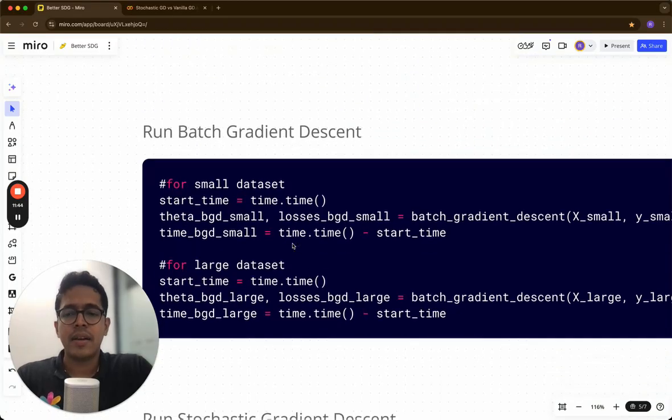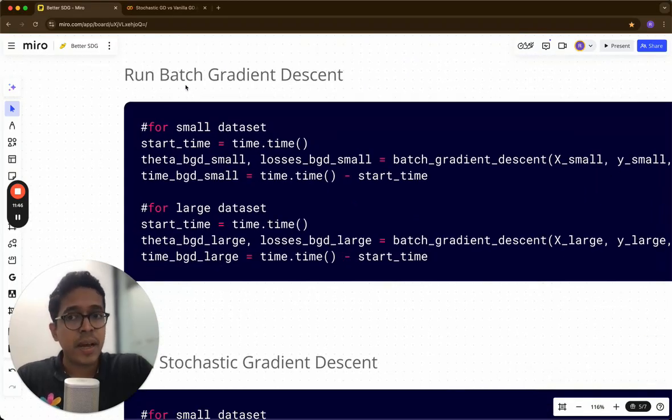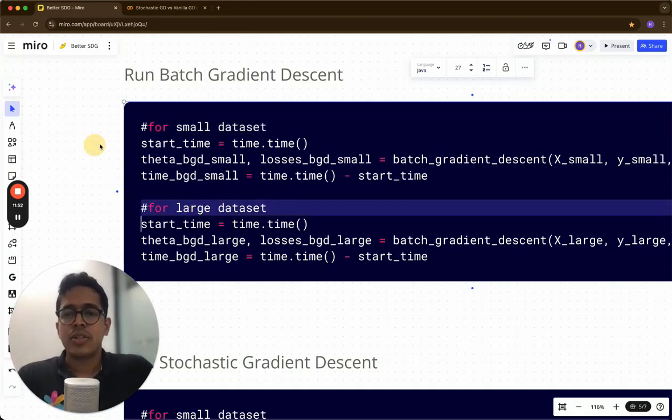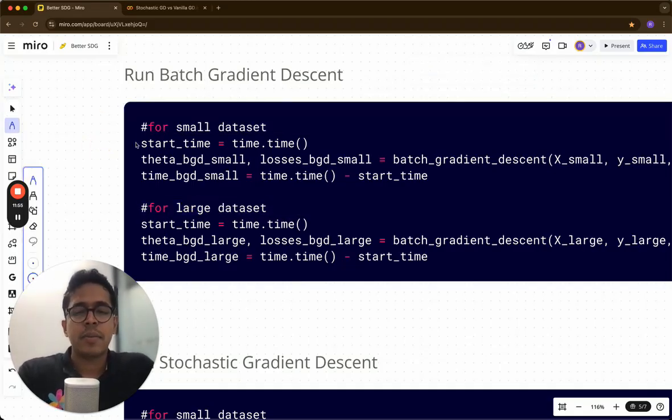And then we'll first be performing batch gradient descent or vanilla gradient descent, and we'll be doing it for the small data set as well as for the large data set. So here is where the time parameter is coming, because I just wanted to keep track of how much time it takes to run the batch gradient descent and the stochastic gradient descent. Here we have the start time, and then the final time, the time taken equal to the time at that point minus the starting time.